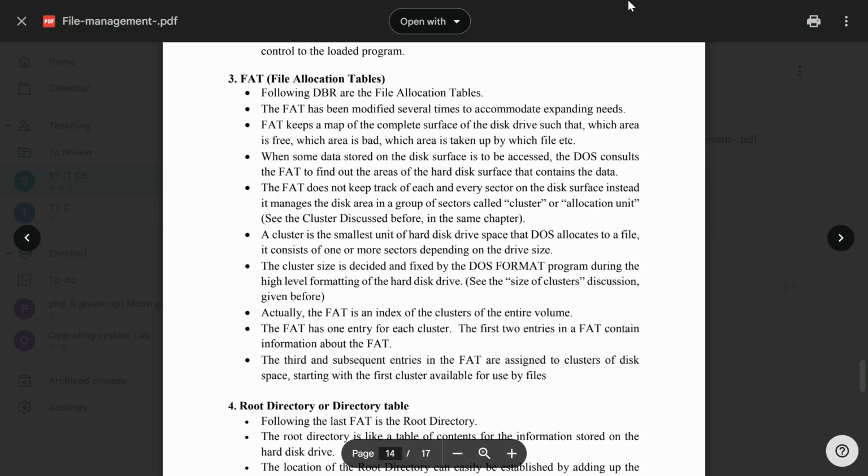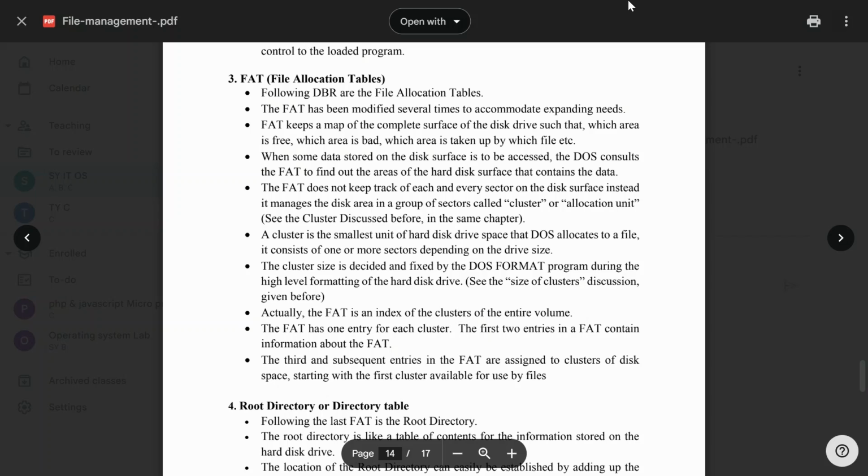The FAT does not keep track of each and every sector on the disk surface. Instead, it maintains the disk area in groups of sectors called clusters, or allocation units. See the cluster discussion in the chapter. Instead of keeping track of each and every sector, the FAT system uses the cluster.